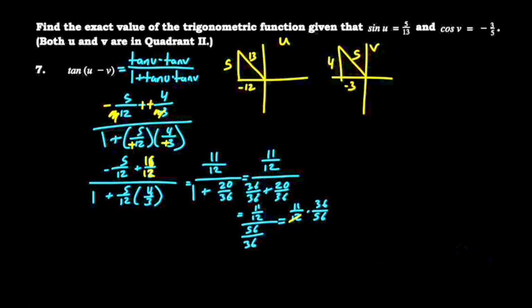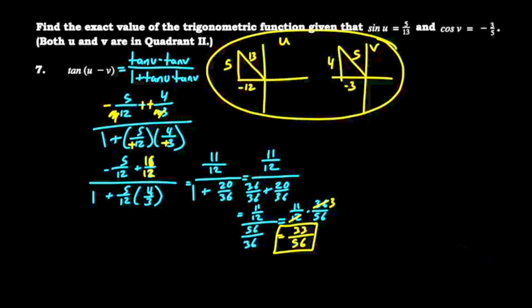All right, so the 12 and the 36 can simplify if I cross that out and make that a 3. And neither 3 nor 11 can go into 56, so this can't be simplified any farther. So I'll just multiply these together on top and get 33 over 56, and that is your final answer.